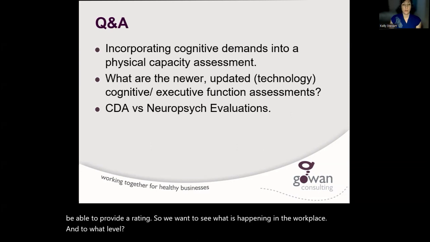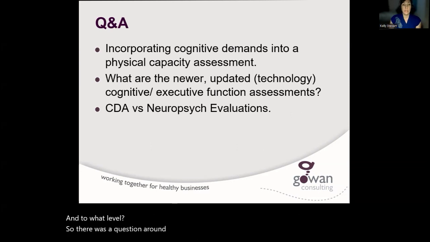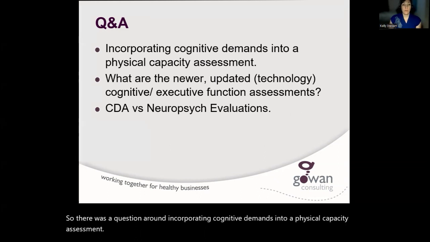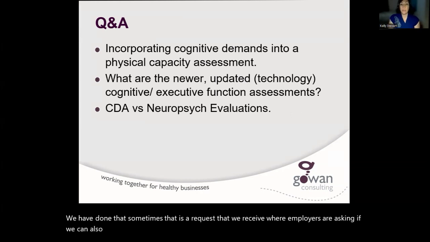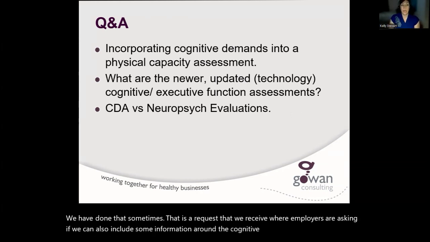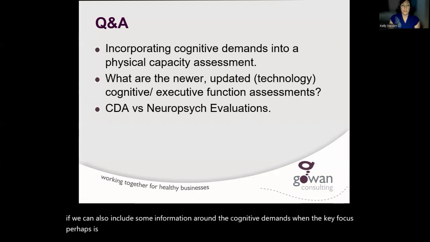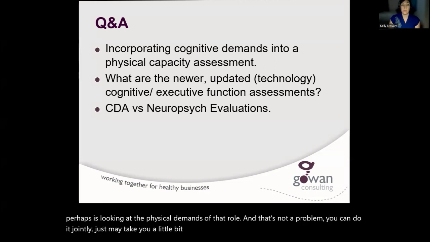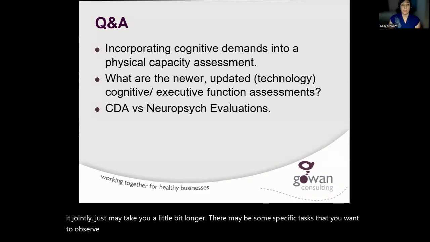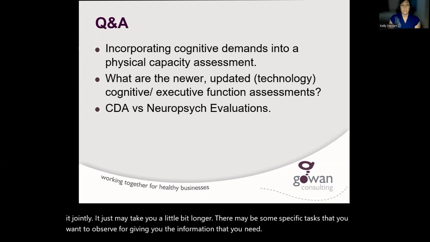So there was a question around incorporating cognitive demands into a physical capacity assessment. We have done that. Sometimes that is a request that we receive where employers are asking if we can also include some information around the cognitive demands when the key focus perhaps is looking at the physical demands of that role. And that's not a problem. You can do it jointly. It just may take you a little bit longer. There may be some specific tasks that you want to observe for giving you the information that you need.